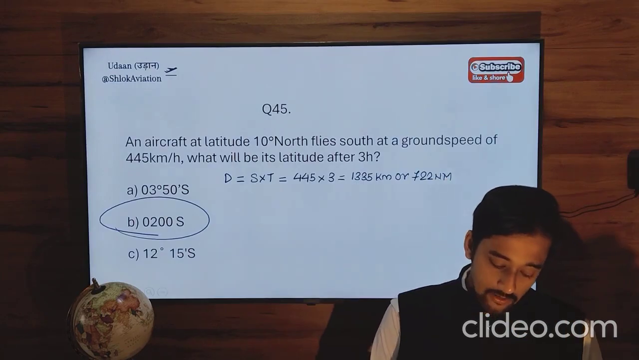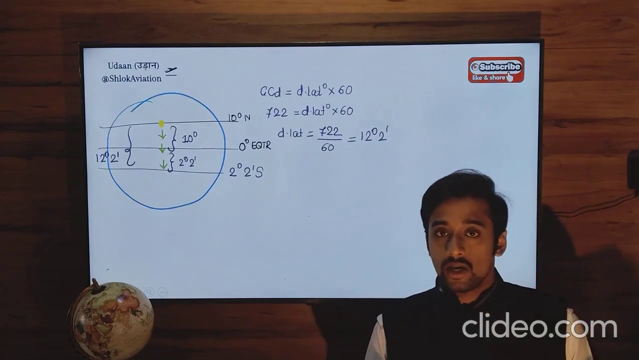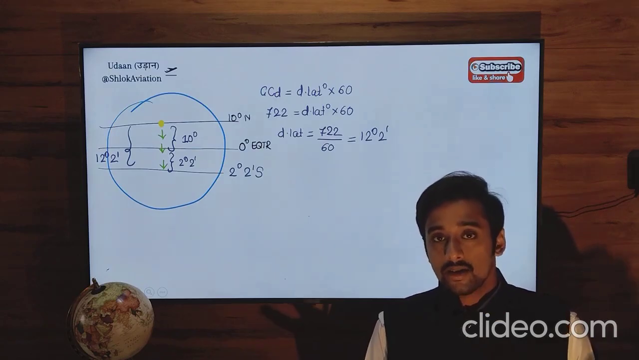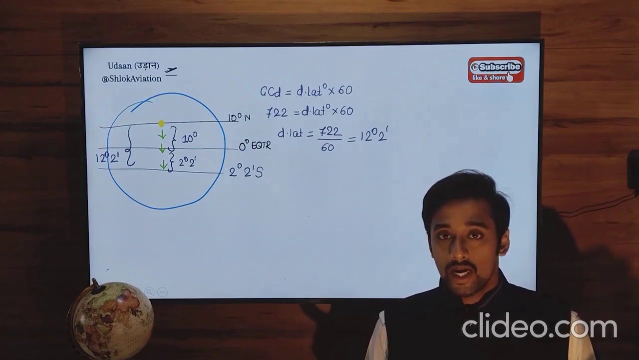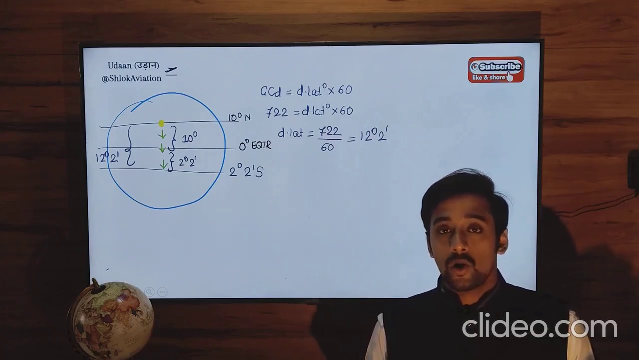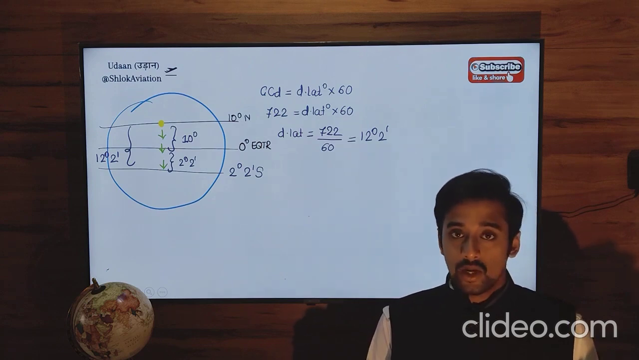Okay. So simple, find distance, which will be your great circle distance. After finding that, draw the earth, label it. After that, you will get a general idea whether your new latitude is going to be in the same hemisphere or a new hemisphere, and therefore new latitude is 2 degree 2 minutes south.